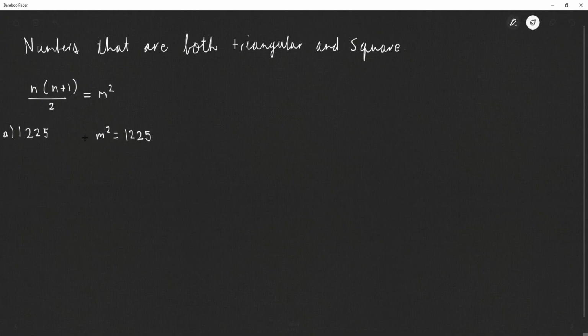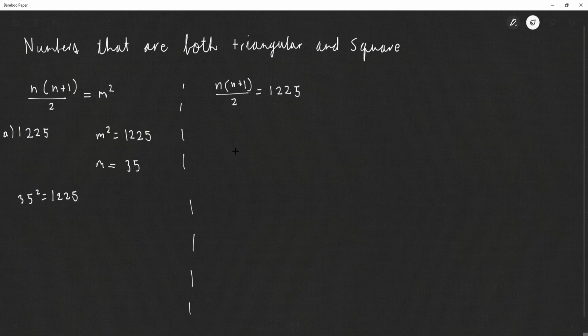And we'll notice that if you just take the square root of both sides, m would be equal to 35, since 35 squared is equal to 1,225. So now it gets a little more complicated because we have to check to see if it's a triangular number. So we're going to set n times n plus 1 divided by 2 equal to 1225. So the first thing we can do is multiply both sides by 2 to get rid of our 2 in the denominator, giving us n times n plus 1 is equal to 2,450.